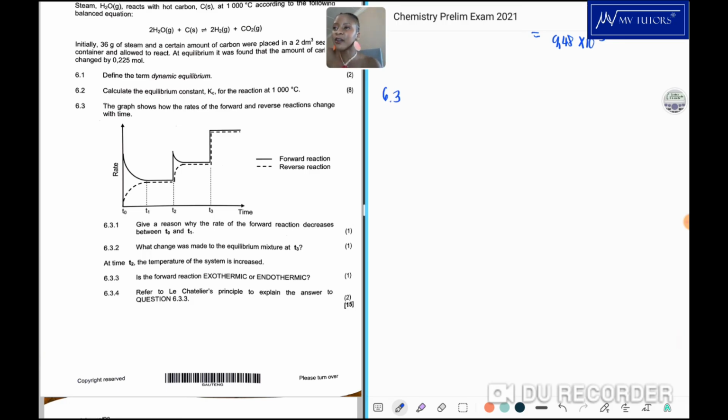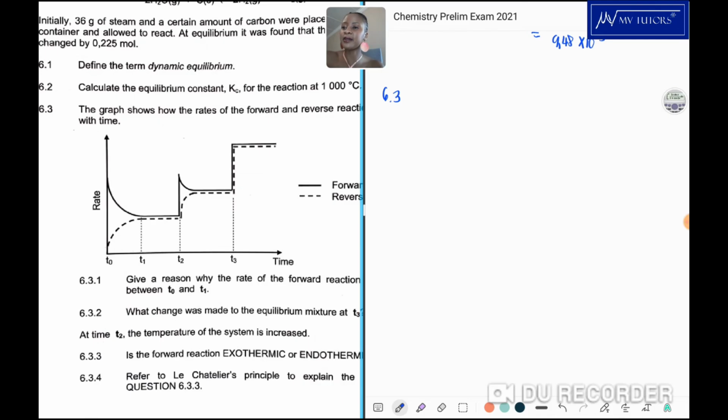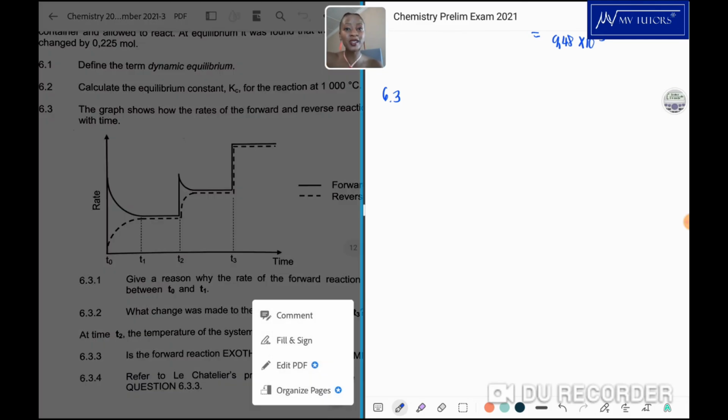Okay, so the graph shows how the rates of the forward and the reverse reactions change with time. So the solid line is the forward reaction and the dotted line is the reverse reaction. Okay, so with the forward reaction, let me just make notes here. I'm going to pause, put all the notes so that we can discuss afterwards.